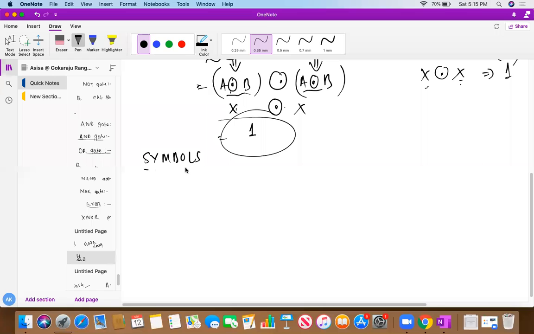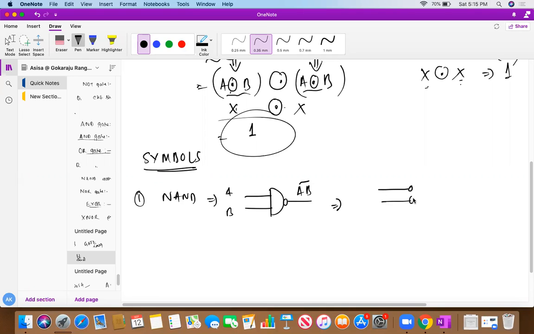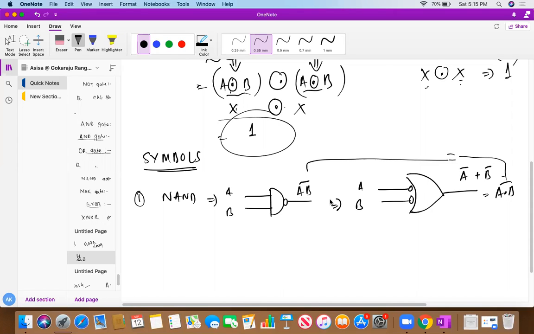Next, the last part of today's class: the symbols. Let's say this is a NAND gate, with inputs A, B, and output AB bar. I can also make it a bubbled OR, which we have already seen, with A bar OR B bar. As per De Morgan's law, this equals AB bar. So these two are equal, and both are NAND gates. This is called bubbled OR, and you know this is a NAND gate.